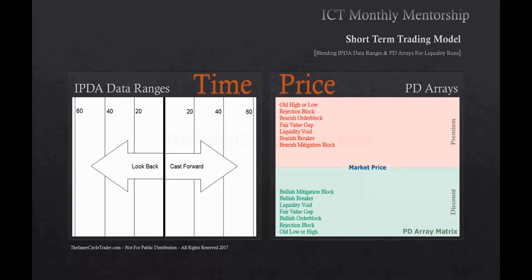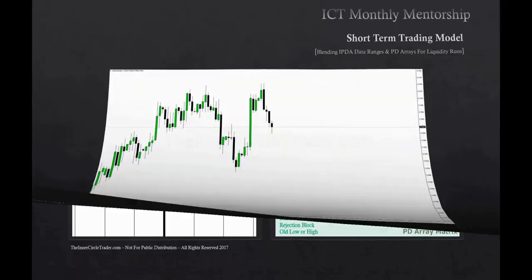We don't force the idea of any of these PD arrays. They're either in the chart or they're not. If there's an absence of any one of them, it doesn't negate or increase or lessen the validity of an ideal setup. It just means that you have far less to choose from in terms of targets or setups.